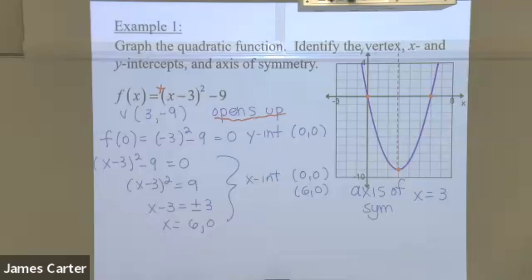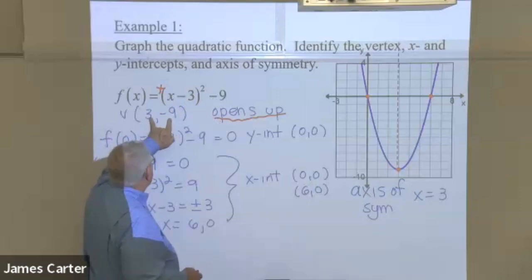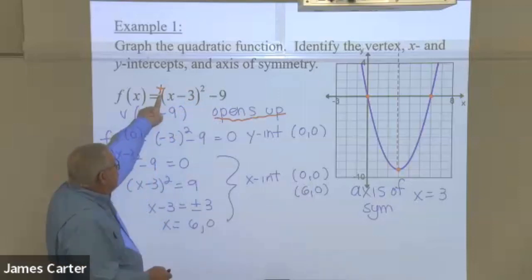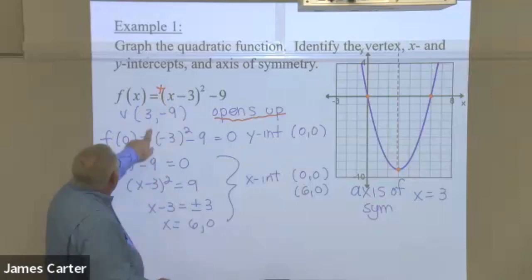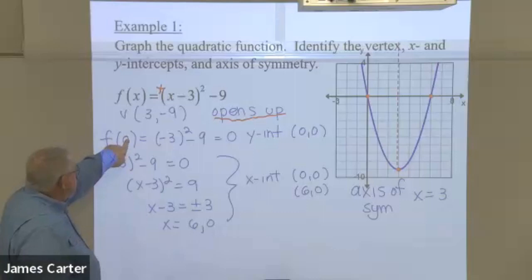Okay, here's where we left off on Monday of this week. We had an equation in vertex format. We found the vertex, opposite sign here, same sign. The positive here had it open up. The 3 is our line of symmetry, x equals 3. We substituted 0 for x to find the y-intercept.